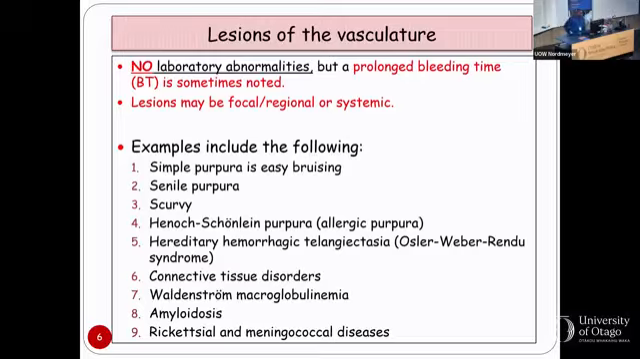Okay, we've talked about the fact that it could be focal, it could be regional, it could be systemic. So some examples are listed here. Simple purpura, senile purpura, and all of those things listed.